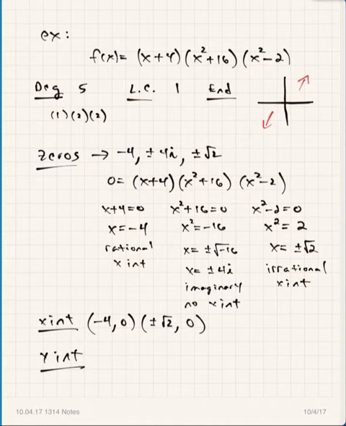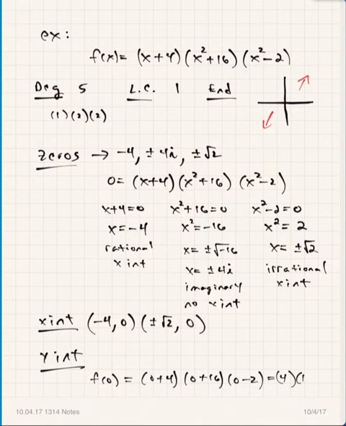And then the y-intercept, finally, I look at f of 0 in this problem, and I get 0 plus 4 times 0 plus 16 times 0 minus 2. And so you end up with 4 times 16 times -2. 4 times 16 is 64, times -2 is -128. So you have a y-intercept at -128, like that. All right, so I think we're gonna call it quits at this point.